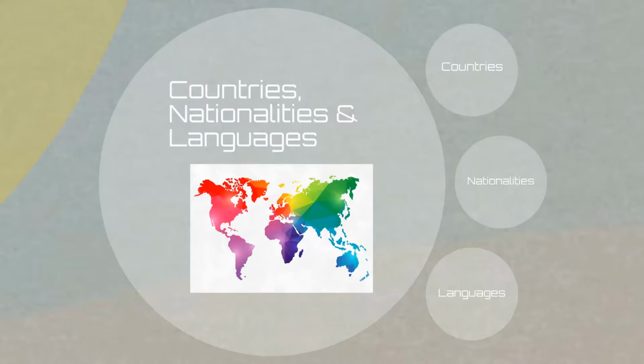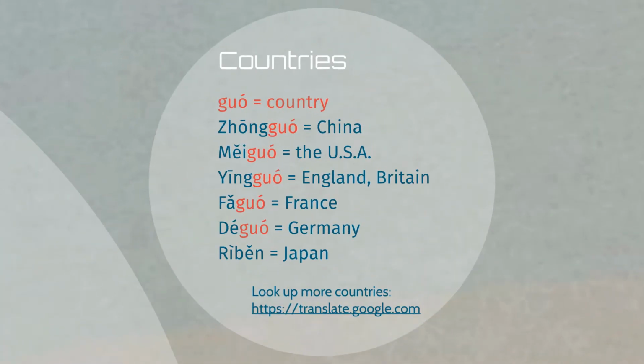Finally, we're going to learn countries and nationalities. First, let's look at countries. Now, to say country in Chinese, it's 国. So you say the name and then 国. We're going to see how that works. Let's have a look. Countries.